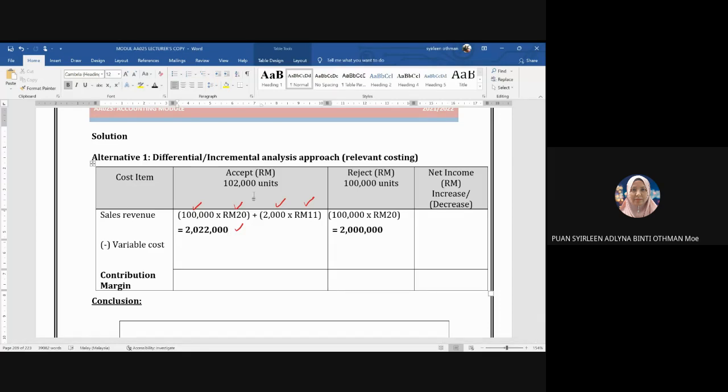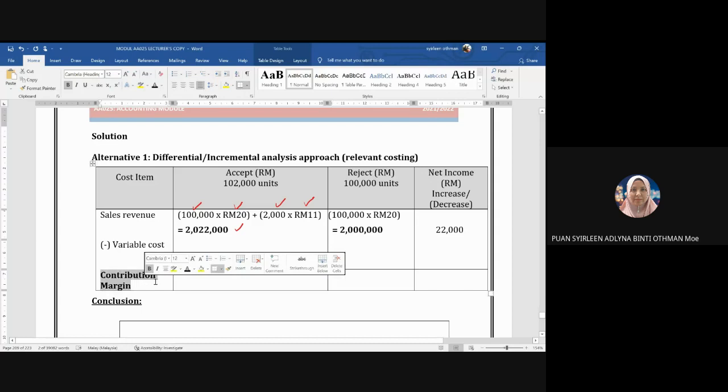So macam mana kita nak yakinkan orang keputusan kita ialah betul? Okay, alright. So here your net income, dia ada increase by 22,000 sebab kita minus kan? Accept minus reject. Okay, lepas tu sales revenue minus variable cost. Kamu nampak kat sini kan, kita akan tengok pada contribution margin. So kita pun faham contribution margin is sales minus variable cost.